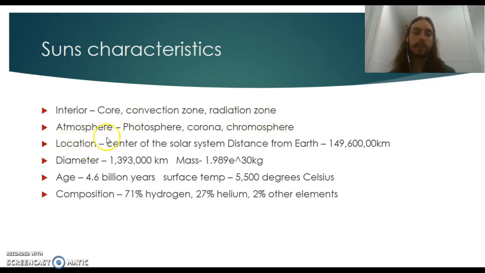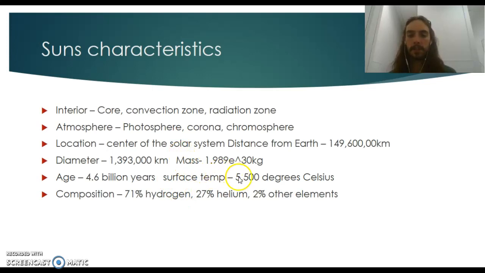So the location is in the center of the solar system, and its average distance from Earth is about 149,600,000 kilometers. The diameter of the sun is 1,393,000 kilometers around, and the mass is 1.98 e to the 30th kilograms. So add 30 zeros onto here, and that's how massive the sun is. It's humongous. The age of the sun is around 4.6 billion years. We can't really get a precise number, but around 4.6 billion is as precise as we've got it thus far.